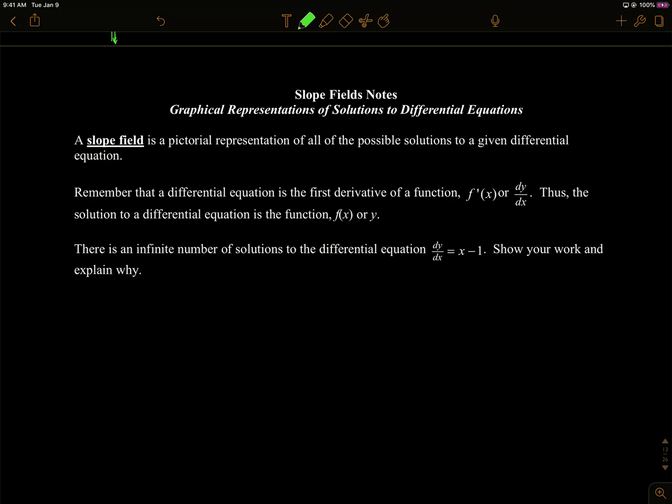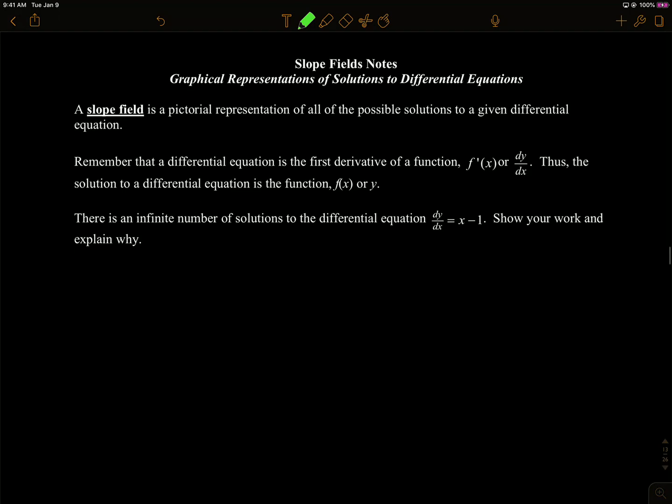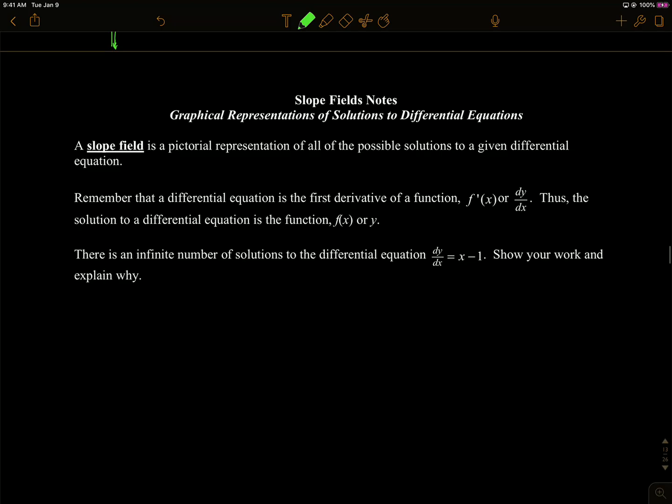We can get an idea for the shape of the curve, and whatever shape you're seeing, you'll see the same shape over and over. It'll just be shifted up 1 or down 1 or up 5. So that's what we're doing here with the slope field. If I give you a differential equation, can you sketch a slope field? If I give you a slope field, can you come up with the differential equation? We're going to go in both directions.